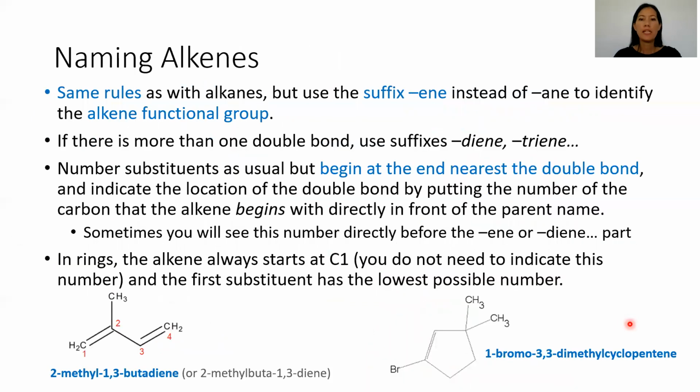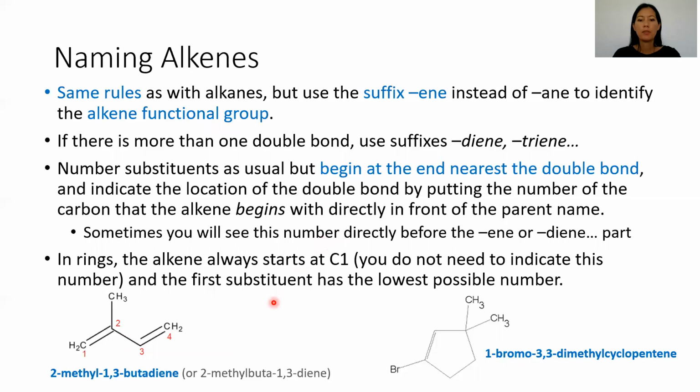Let's now name alkenes. Very similar type of ruling, but you use ENE to identify the alkene functional group. If there's more than 1 double bond, use diene, triene, etc. This is where it's different. You number the substituents as usual, but you begin at the end nearest the double bond. So it's not necessarily nearest the closest branching. If it's the same, then go ahead for the closest branching.